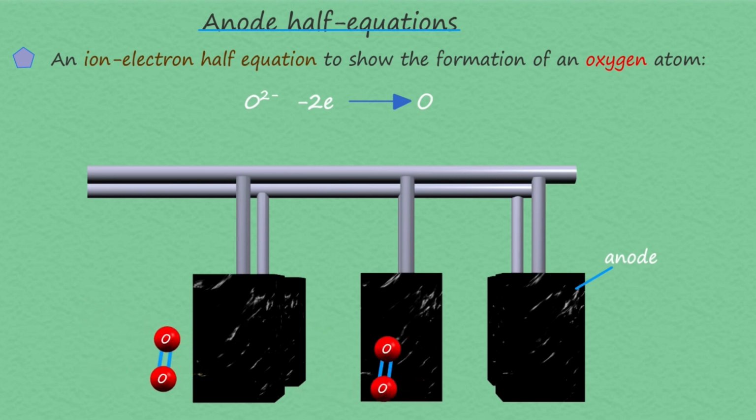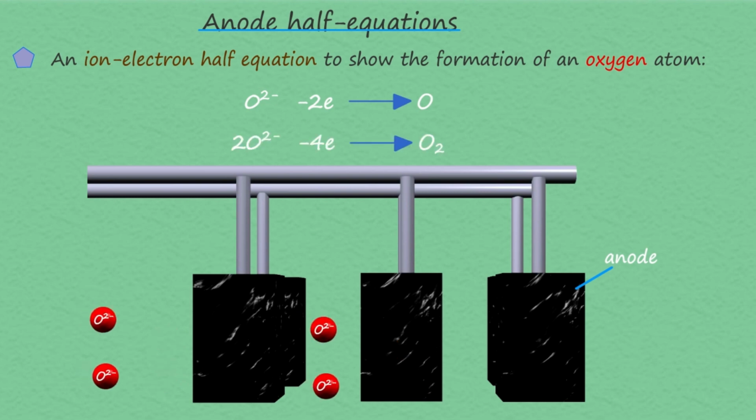However, recall that oxygen gas is a diatomic gas. That is, it consists of small molecules made up of 2 oxygen atoms. Now a molecule of oxygen will form when 2 atoms of oxygen join together after they leave the anode. This is shown in the animation on screen. This means that the ion-electron half equation will need to be multiplied by a factor of 2 to account for the formation of the new oxygen molecule.